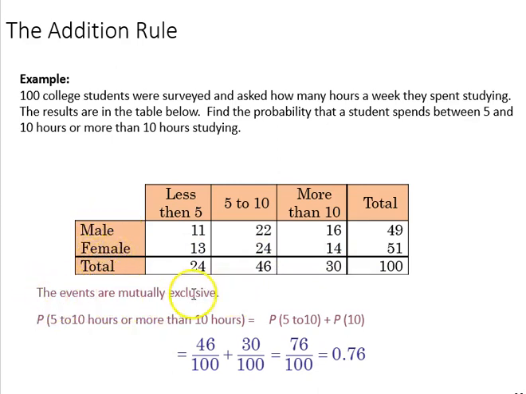So the events, they are mutually exclusive. 5 to 10 is mutually exclusive of more than 10. Because of that, we don't have to subtract out the probability of both happening, because they can't both happen. You either study 5 to 10 or you study more than 10. You can't do both. So we just simply add those together. 46 is the number of students who claim to study 5 to 10 hours. The total is 100 students. That's 46 out of 100. And then those studying more than 10 hours is 30, so that's 30 out of 100. So just simply add those together, and you get 0.76.